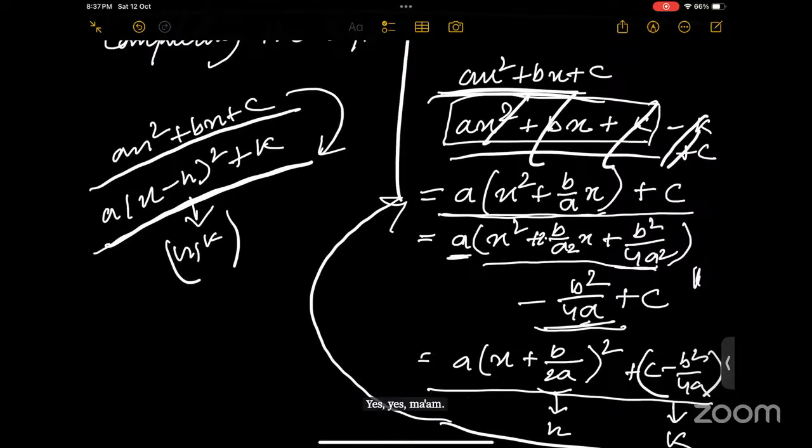We are taking a as common. From these two terms, we are taking a as common. So it will be x square plus b by a x, right? Because here there is no a, and c is as it is. We are just taking a as common, nothing else. But a is not in the bx, na? So a is the coefficient of x, then it becomes b by a, right? Now we can balance the equation in such a way so that this becomes a perfect square.